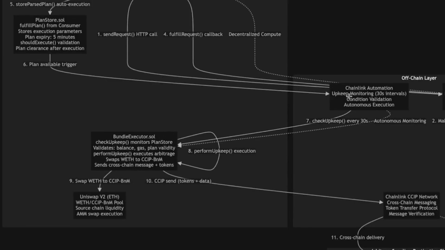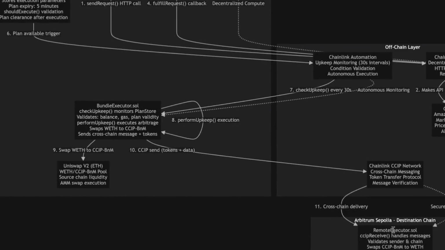So in every block, or at 15 or 30 second intervals, it calls the check upkeep function, which monitors the plan stored.sol contract. It checks if there is any active plan stored in it. If it gets an active plan, it fetches it, validates all the parameters, and then sees if the arbitrage is feasible or not. If it's feasible, then it calls the perform upkeep function, which does two things. First, it swaps our WETH to CCIP BNM token and then sends the token to our destination chain, the Arbitrum Sepolia network, through the CCIP protocol.